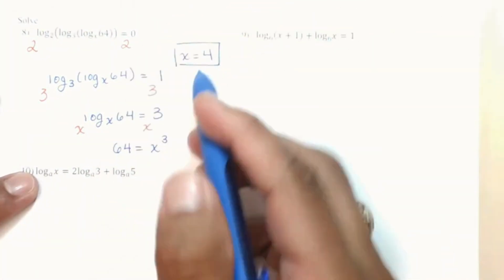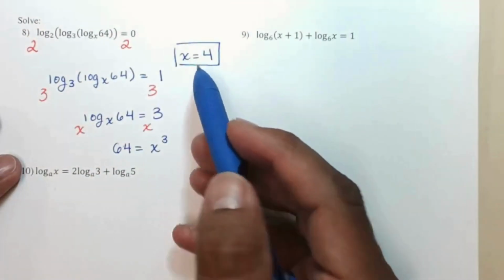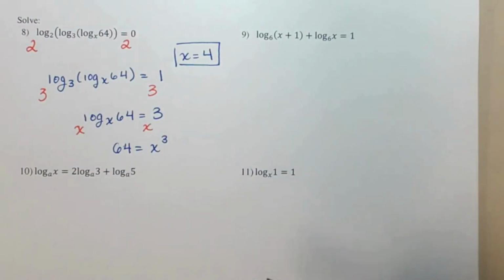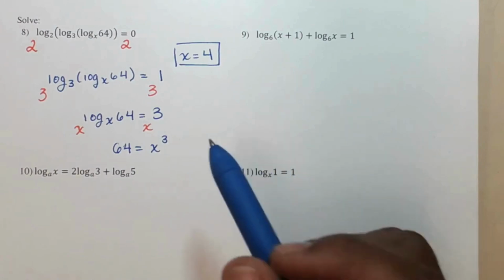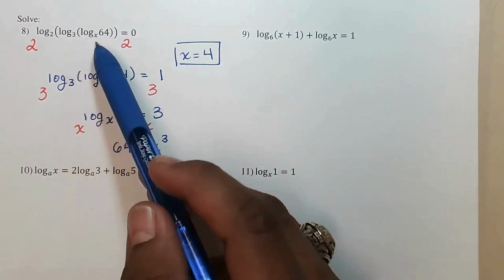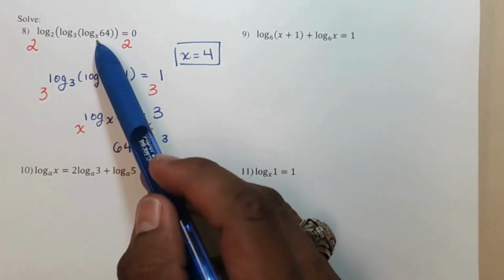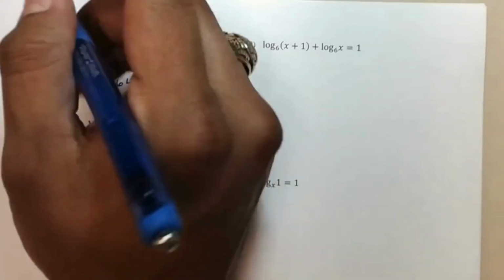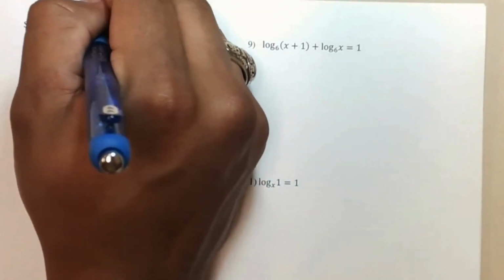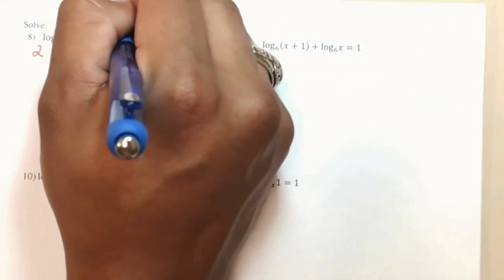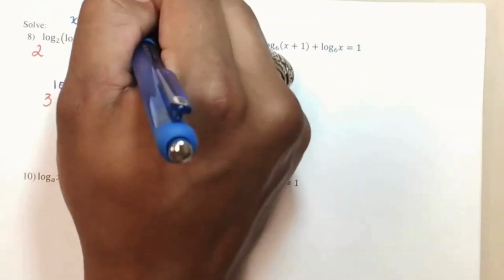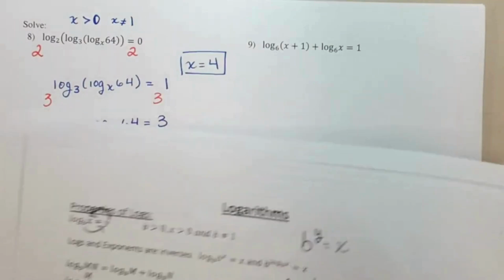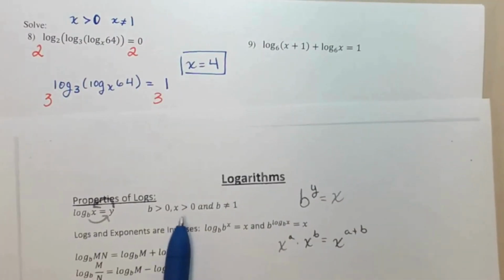Now be careful that sometimes this could be plus or minus, if it's squared or it's a fourth root or an even root or something like that. Also pay attention that for this situation, as the base of a log, x has to be greater than 0, but not equal to 1. Okay, so make sure you remember those rules that we talked about on the first side of our notes.